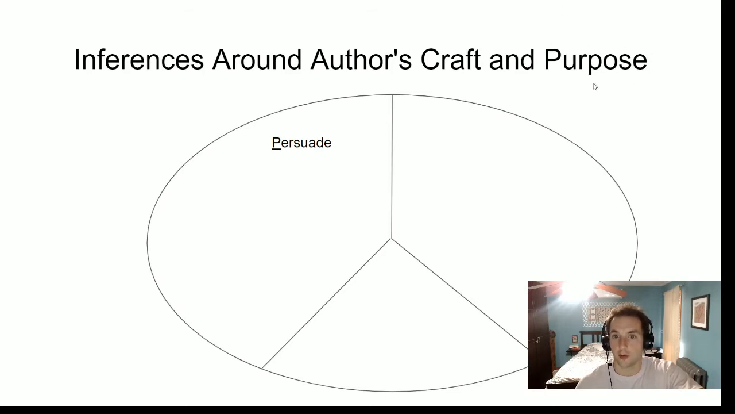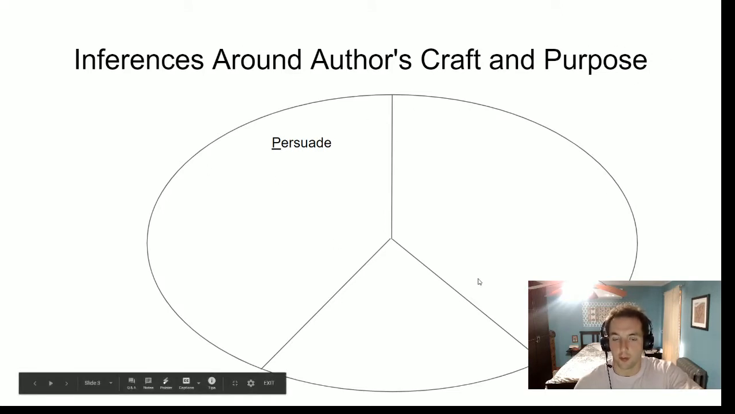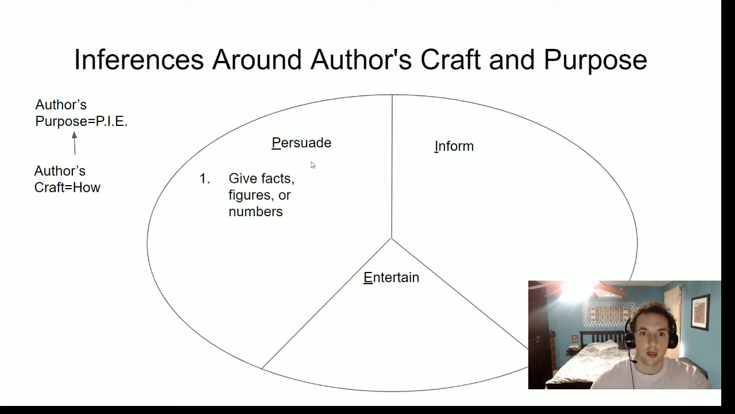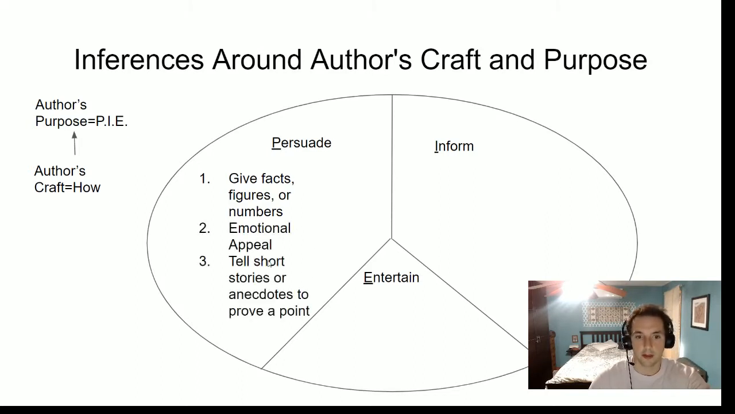And to remember author's purpose, you can remember the word PIE. An author will do something to persuade us to think a certain way, to inform us about something, or to entertain us. P-I-E. Okay. And then to do each of those things, there's lots of things that the author can do. If the author is trying to persuade us, they can give us facts and figures. They can make us try to feel a certain way. They can tell short stories or anecdotes to prove the point.